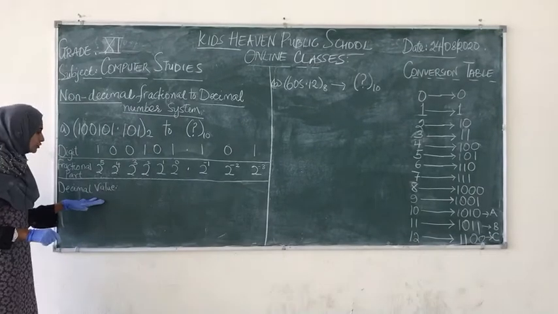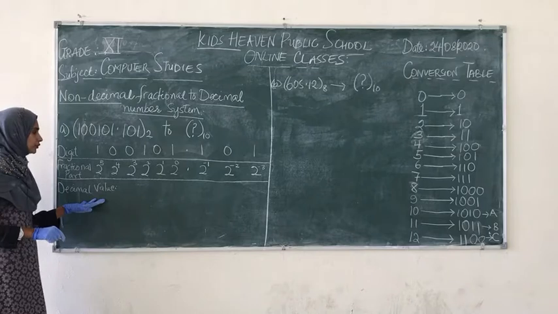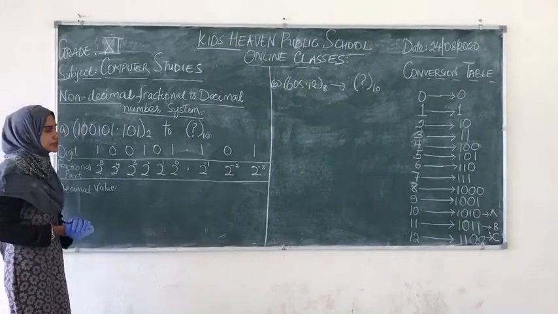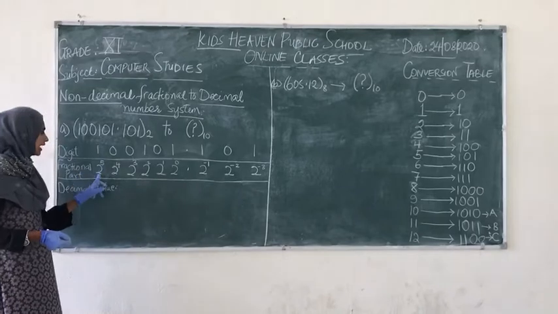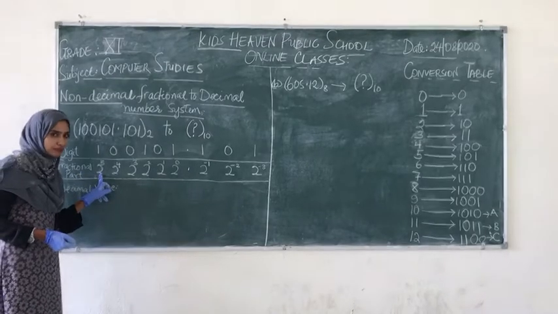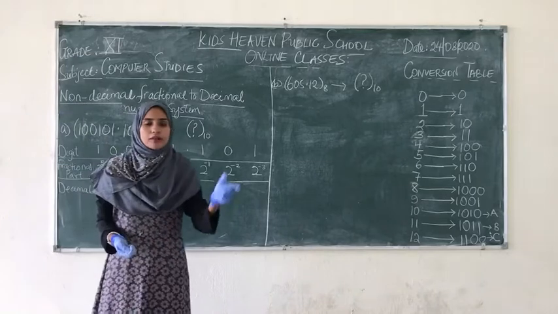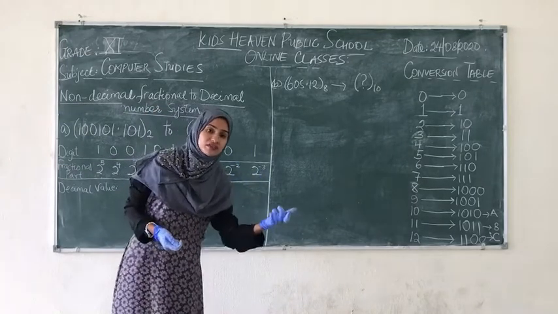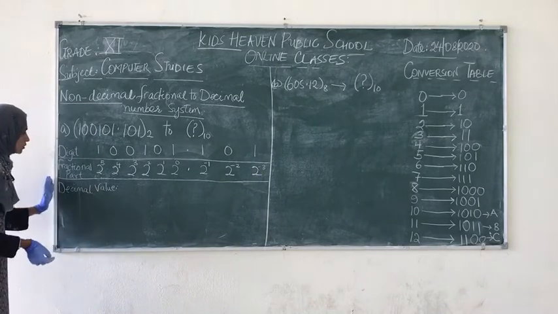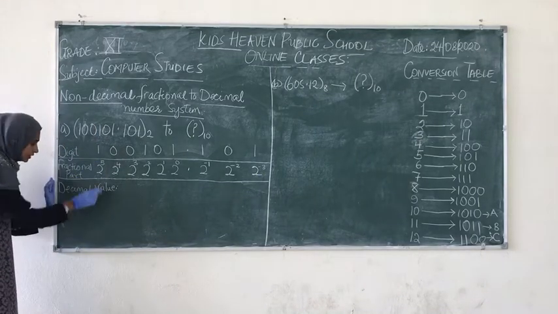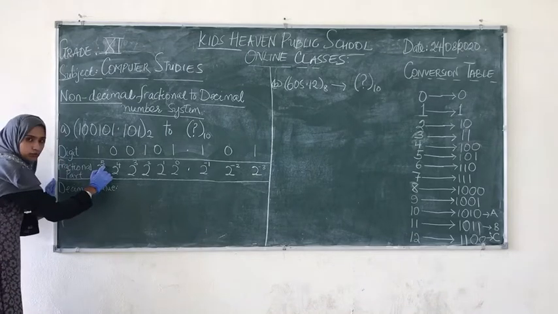The next thing we do is to begin calculating the decimal value. What do we do in this? We multiply each digit by its value, and the next digit multiplied by its value. Let's put it in writing. You will get it clear. So, the first one is a 1 multiplied by 2 to the power of 5.